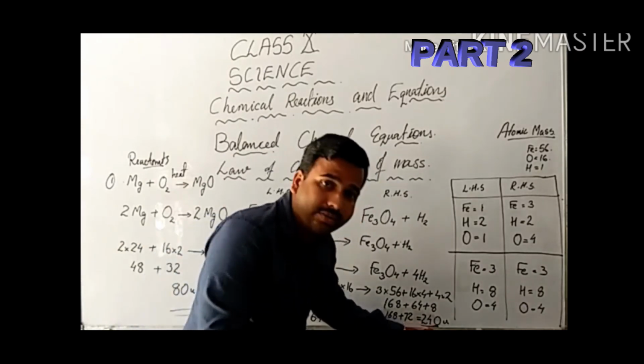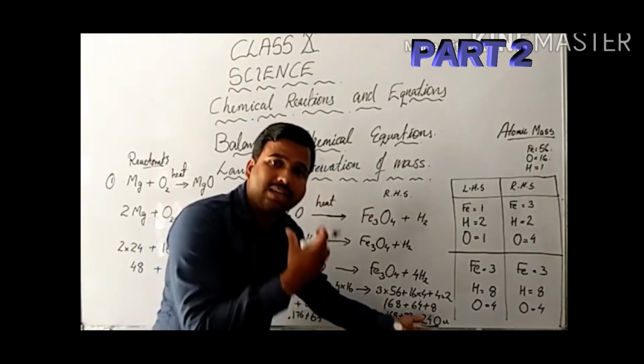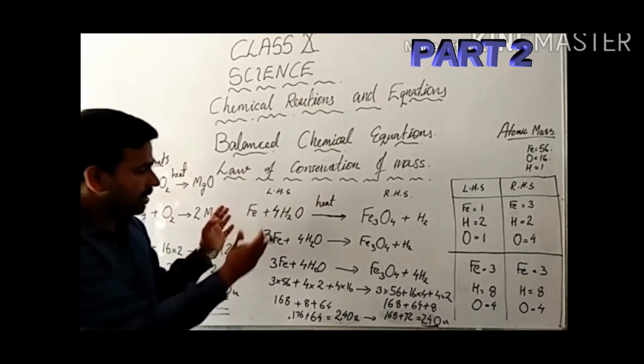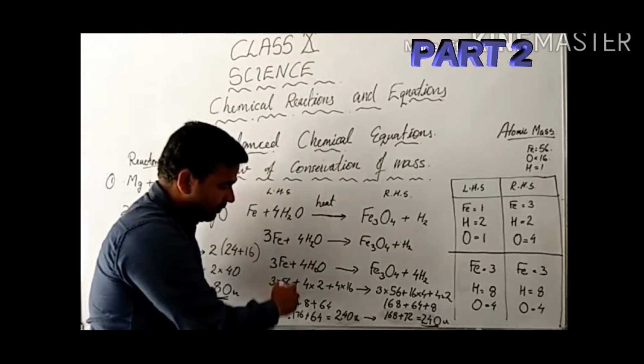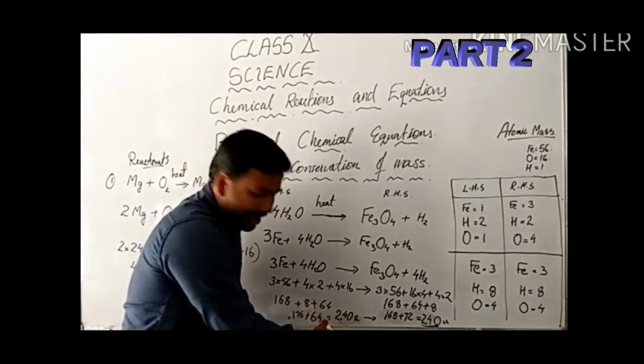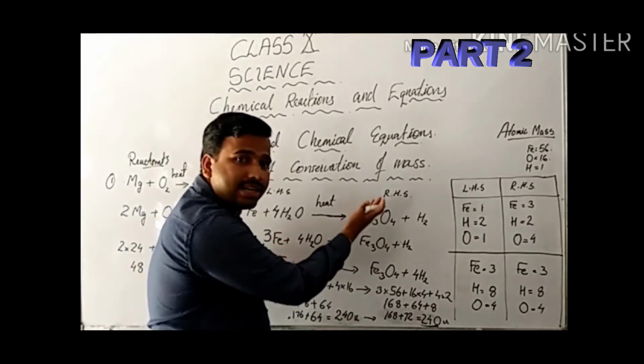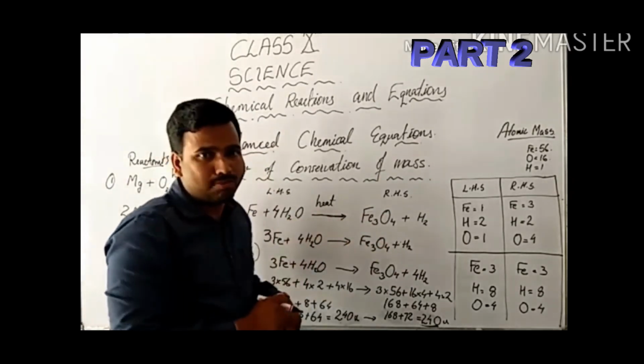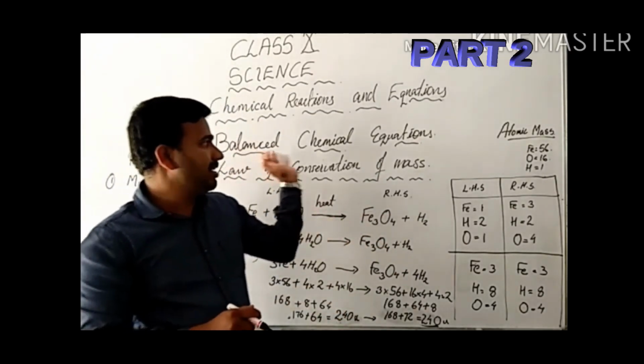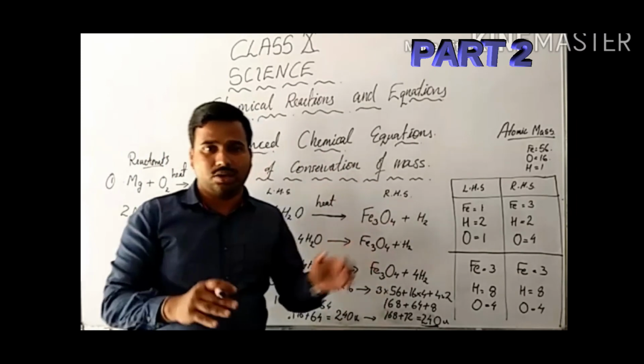See, on the right hand side, the total mass of the product is 240, and on the left hand side, the total mass of the reactant is also 240. So we can say that both the left hand side and the right hand side are balanced. This is the meaning of a balanced chemical equation.